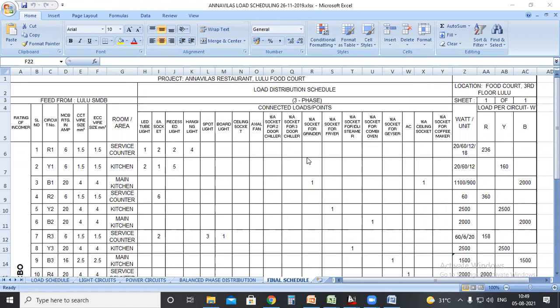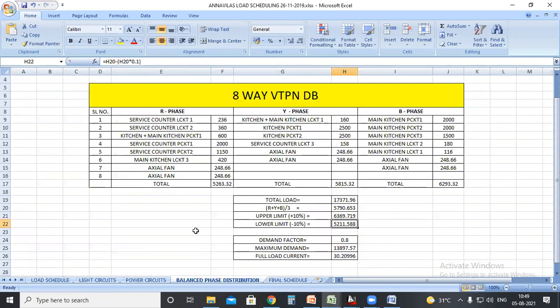There is a format. Okay, this is a normal format. You just need to fill in the values only. How can you fill it from the balanced condition? You can see R1 has service counter light circuit 1, 236 watts. Okay, this is the balanced condition. How did you get this 236 watts?